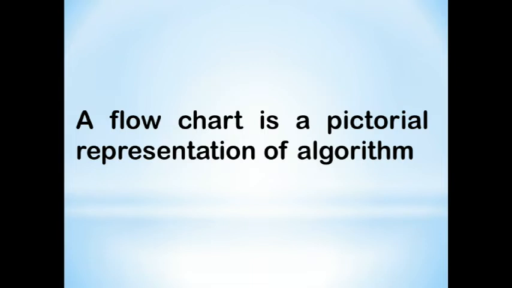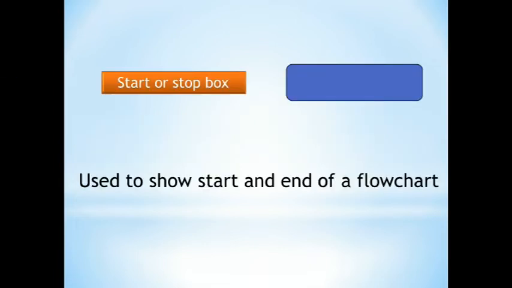Drawing a flowchart is very simple and we use some shapes to represent different steps. Let us learn what are the different shapes that we use to draw a flowchart. First one, start box. It is a rounded rectangle and it is known as the start or stop box.